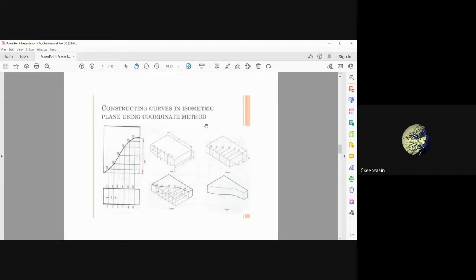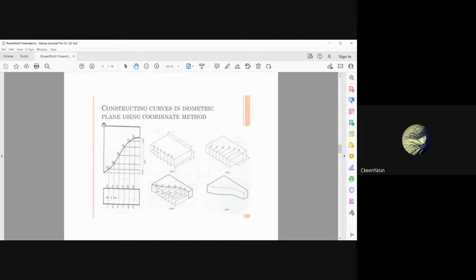And then let's take a look at how to construct a curve in the isometric plane using the coordinate method. Normally, if you are weak in using a manual technique, this is the technique. But if you are very good at sketching technique or imagination, you don't have to draw something like this. You can imagine. But for the one who is a bit lacking in sketching skill, this is how we do.